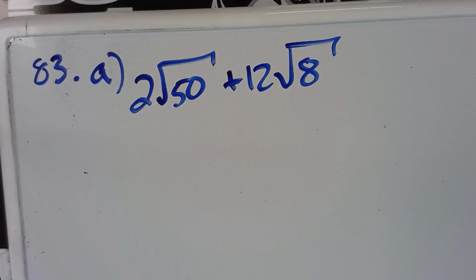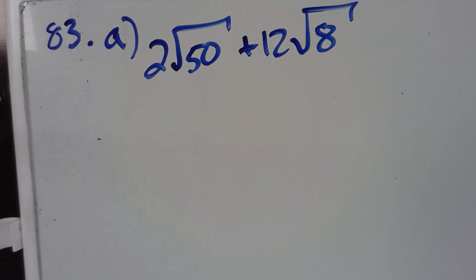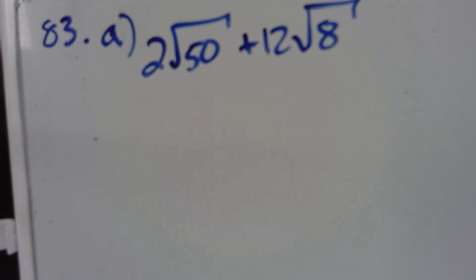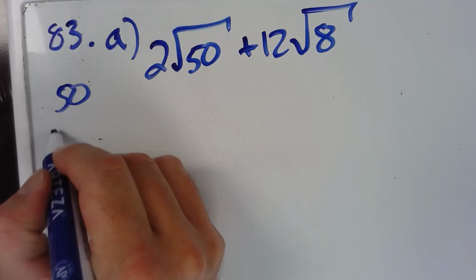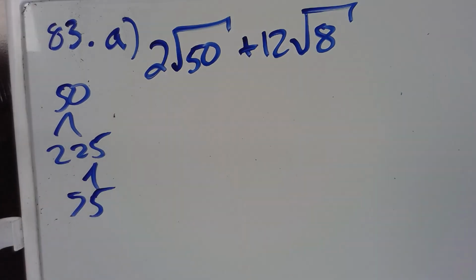Can we do this problem as is? No, why can we not do it as is? They're not like terms. Yeah, the radicals are not the same. But you do need to check to see if they are the same, or if we can make them the same. So how do we go about that? Factor tree, yeah. 50, 2 and 25, 5 and 5. What group sizes? 2. So what's that first term become? 10, good. 10 what?